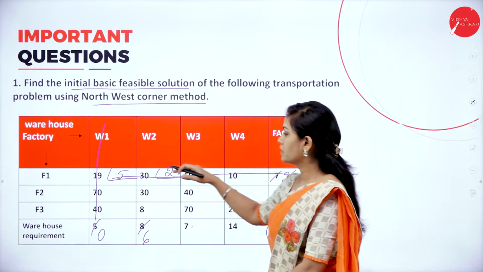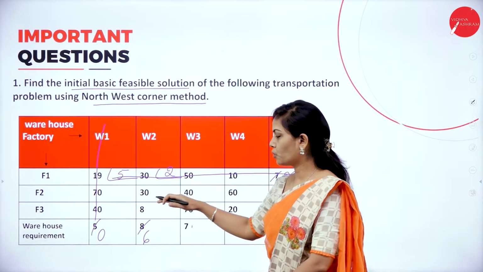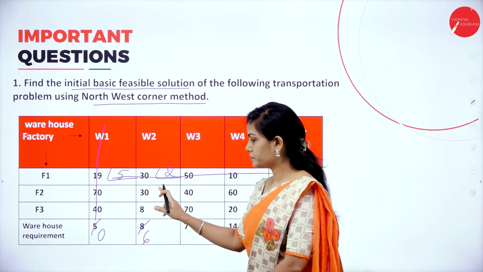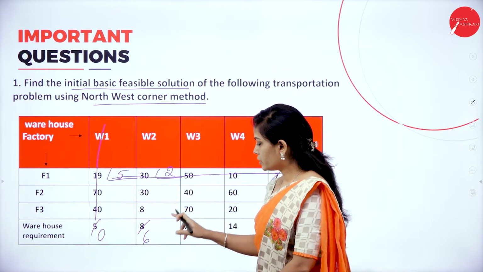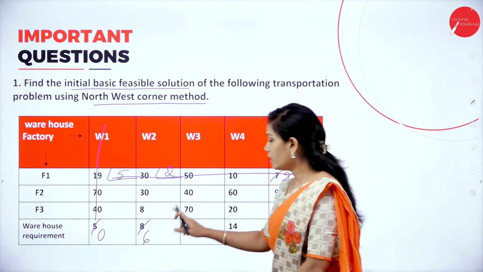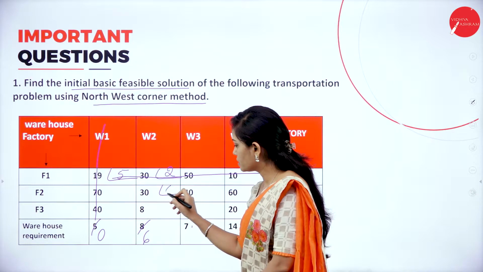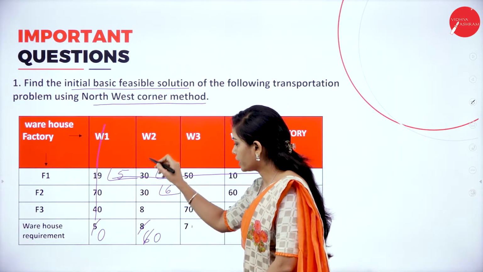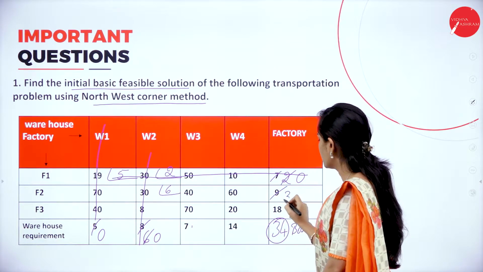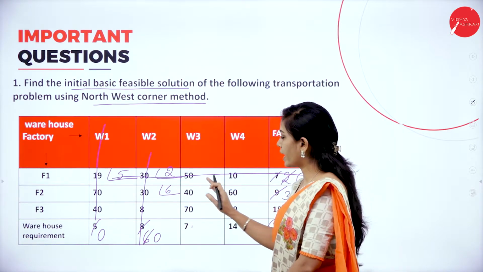And except this cancelled row and column, you can consider these 3 columns and 2 rows values. So now the north corner cell is 30. 30 is my north corner cell. You just check the warehouse requirement value and factory value. It is 9 and 6. 6 is lesser than 9. I will allocate 6 rupees to this cell. It will become 0. You can cancel this entire column. And what is 9 minus 6? It is 3. And the next step, so now we have 2 rows and 2 columns.